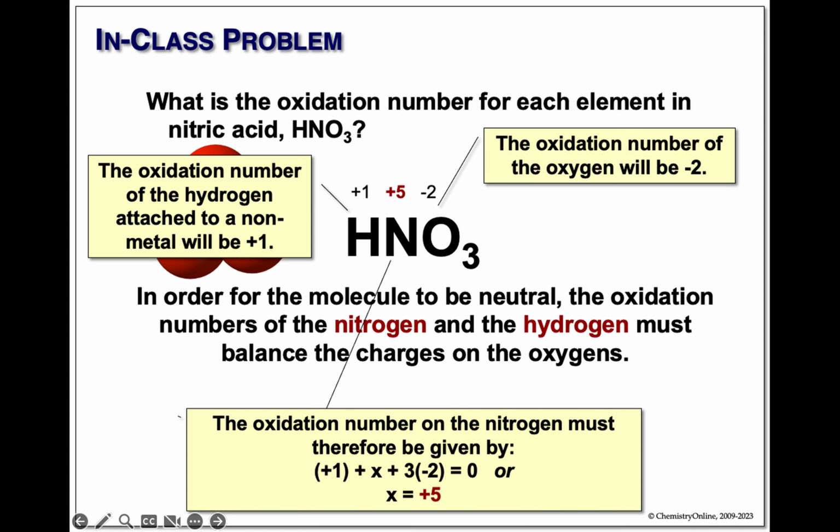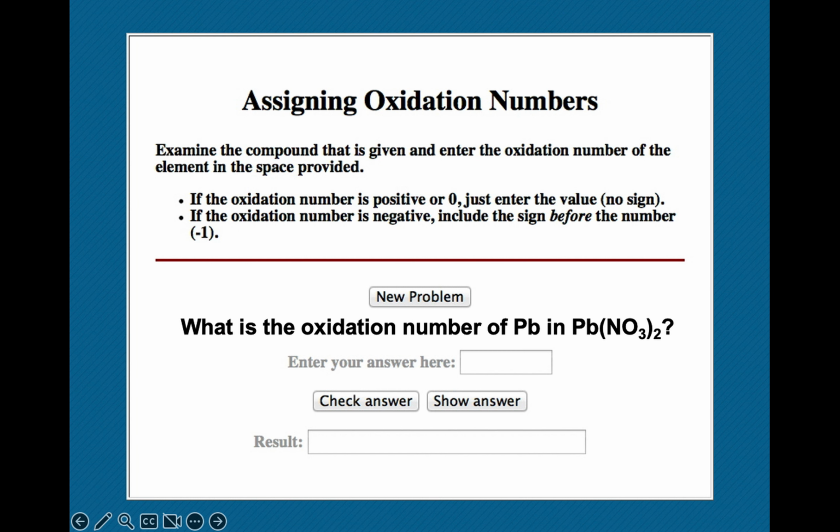Well, of course there's a tutorial. Fairly simple and fairly similar to what's on Blackboard. Here you simply have to enter the oxidation number that they ask for. Lead is a metal, so it's going to be whatever the charge is, right? Nitrate we know is -1. Lead must therefore be +2.